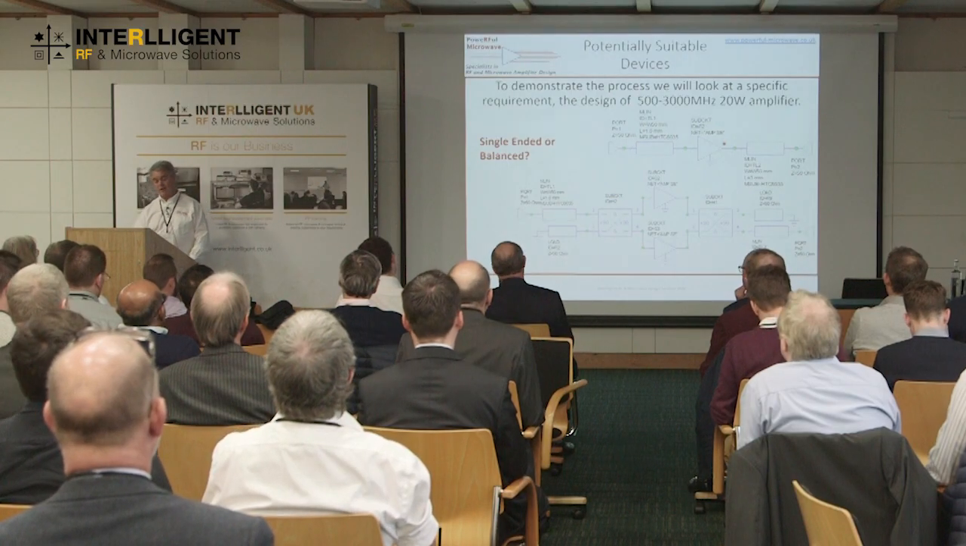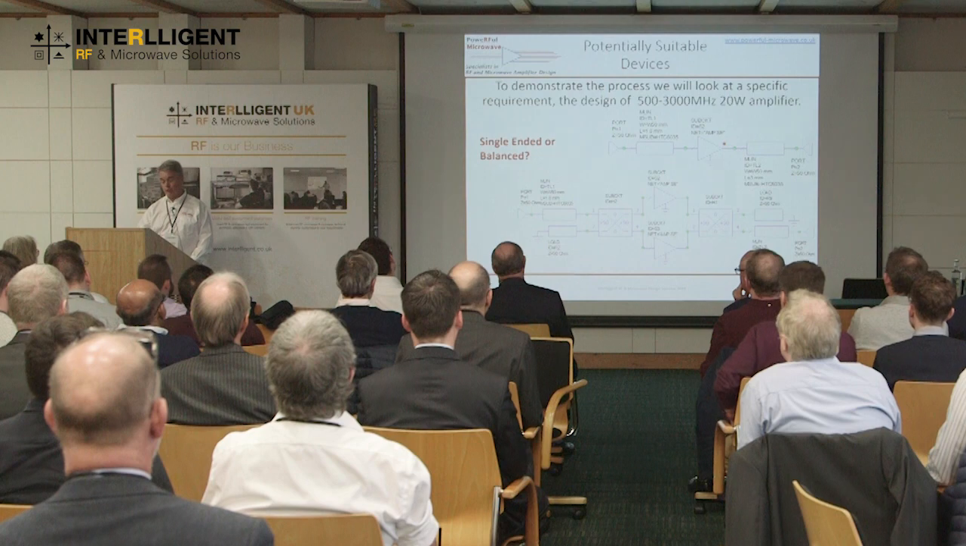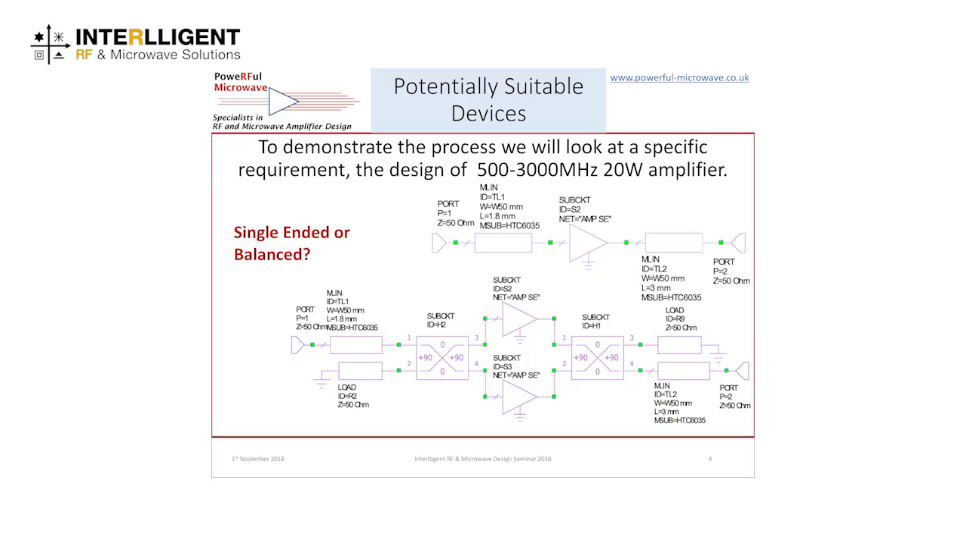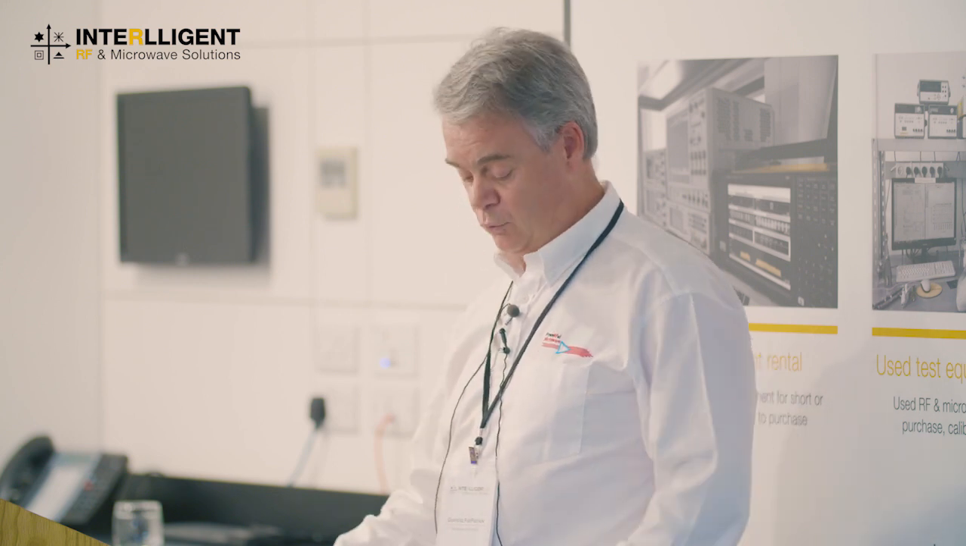So if we take, for example, choosing a device for a broadband amplifier stage, we could either do it single-ended with one device, or we could parallel up 2 devices if we're trying to cover 500 megahertz to 3 gigahertz and say do about 20 watts. So for the single-ended device, we're going to look at a 25 watt-ish device, and for the two parallel devices, we'll probably be looking around about the 12 watts.